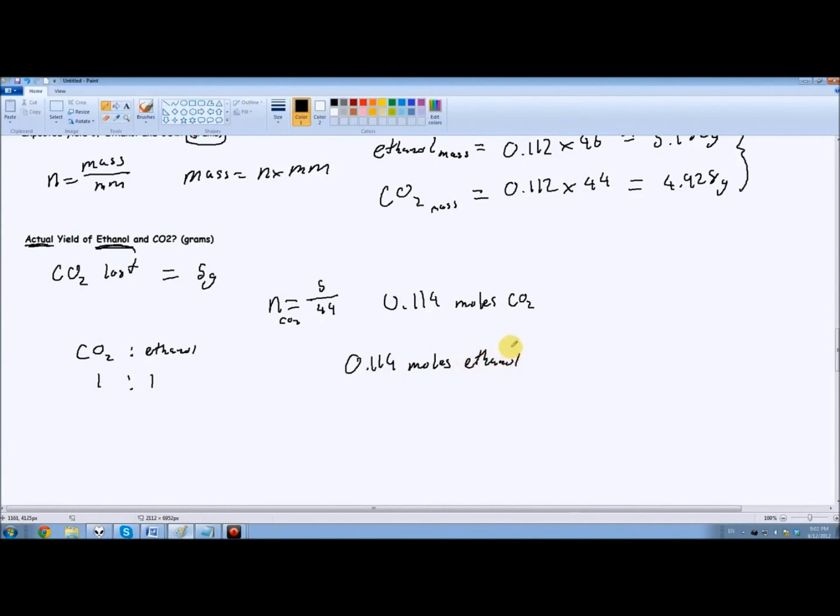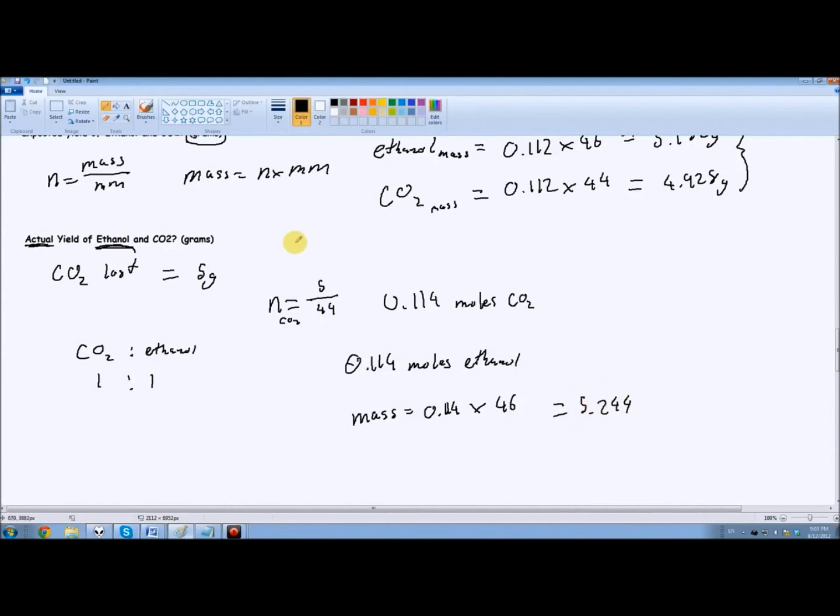Now that we have that, it's relatively simple to find the grams of ethanol. Once we make that link between the number of moles of CO2 and the number of moles of ethanol being the same, we can then just pretty easily find out the grams of ethanol through again the moles equals mass on molar mass equation. So we have mass equals the number of moles, which is 0.114, times our molar mass for ethanol, which is 46. Now the mass turns out to be 0.114 times 46, which turns out to be 5.244. So that's the mass of our ethanol produced.